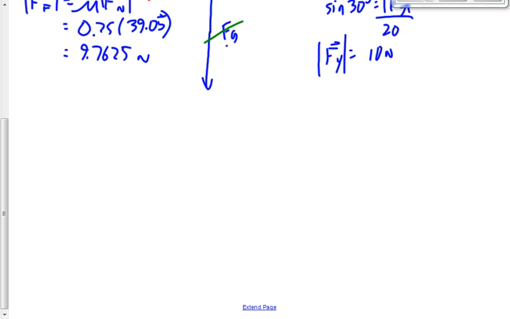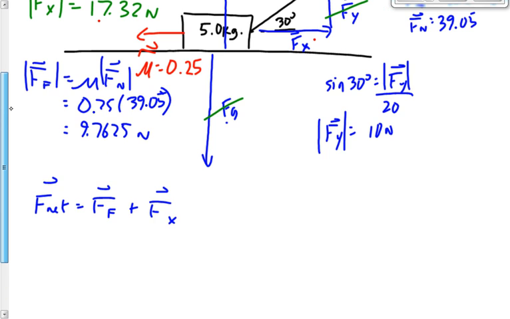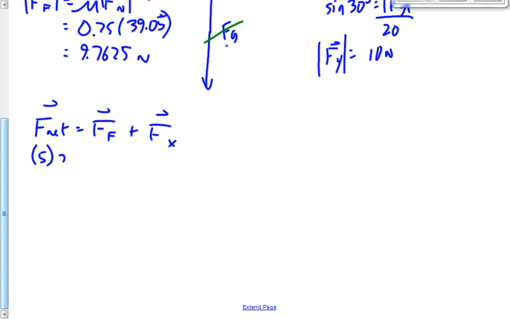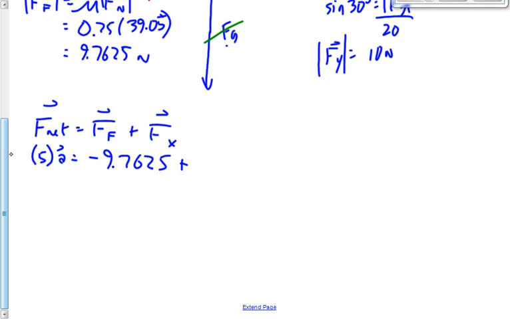So let's say the net force is equal to the sum of the forces. That's Ff plus the x component of the applied force. The mass is 5 kilograms times the acceleration is equal to the force of friction, which is negative 9.7625 to the left, plus the applied force x component, 17.32. What do we get when we do the math on that one? 17 minus 9 divided by 5. 1.5-ish, I think it was. 1.5?